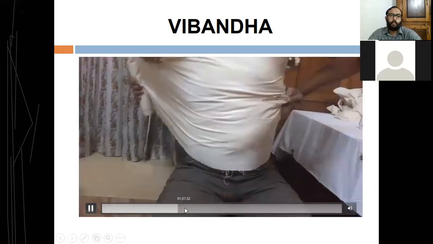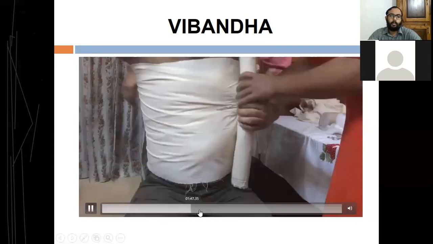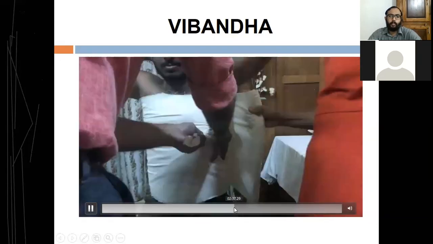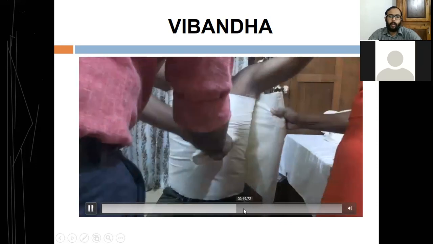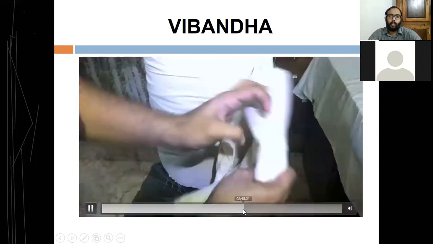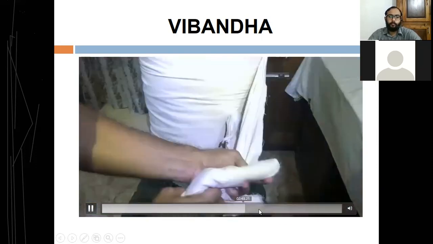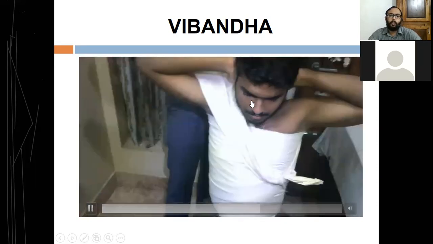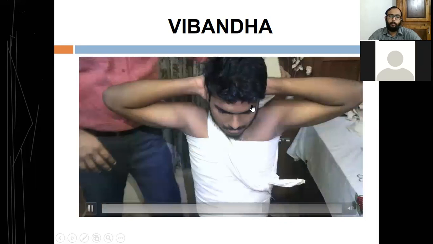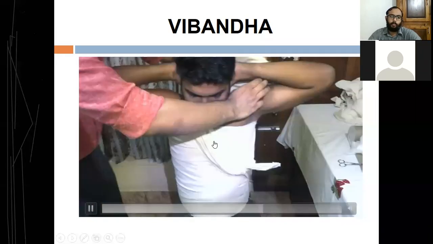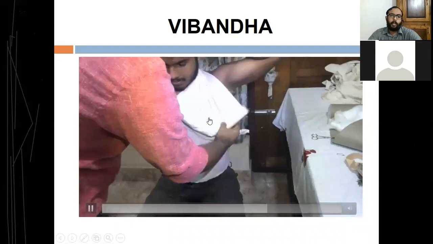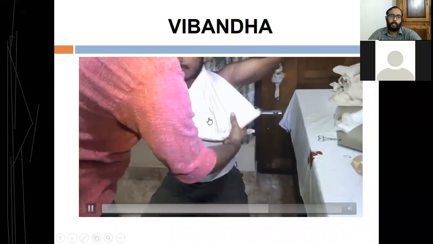Three circular turns should be taken. And at last, after taking 3 circular turns, at the end, you should take a turn. After tying, you should take a turn through the cervical area also to avoid slipping of this particular bandage downward. This is typical regarding Vibanda Banda.